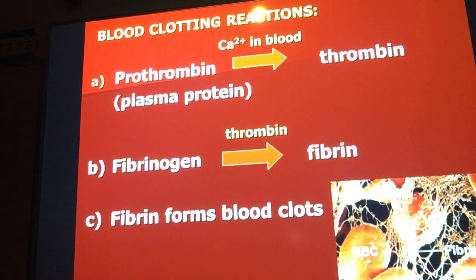Okay, so back to blood clots. So here's a nice little visual of a blood clot.